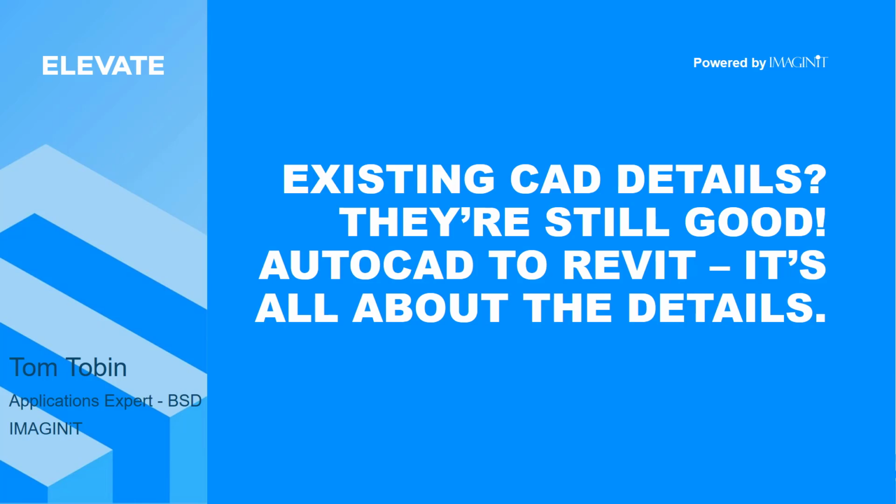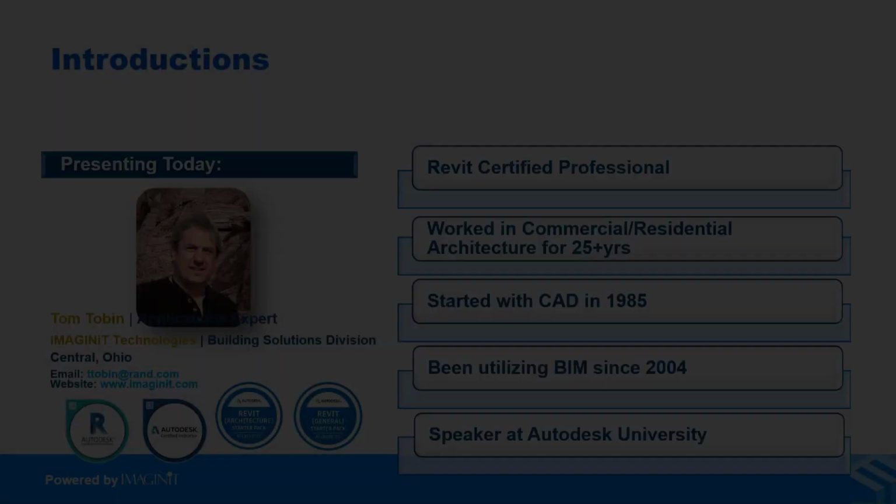Today we're going to be talking about existing CAD details. So all of our AutoCAD details that we currently have in our standards on our server that we use in our AutoCAD projects today, we're going to talk about how we can utilize those inside of Revit.